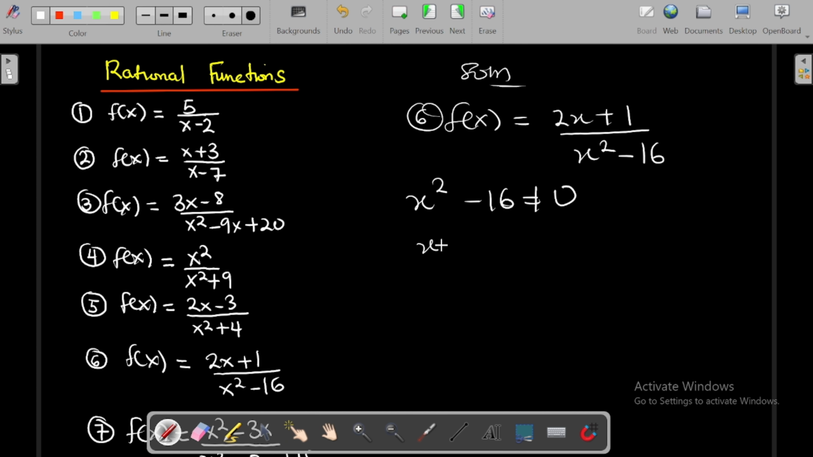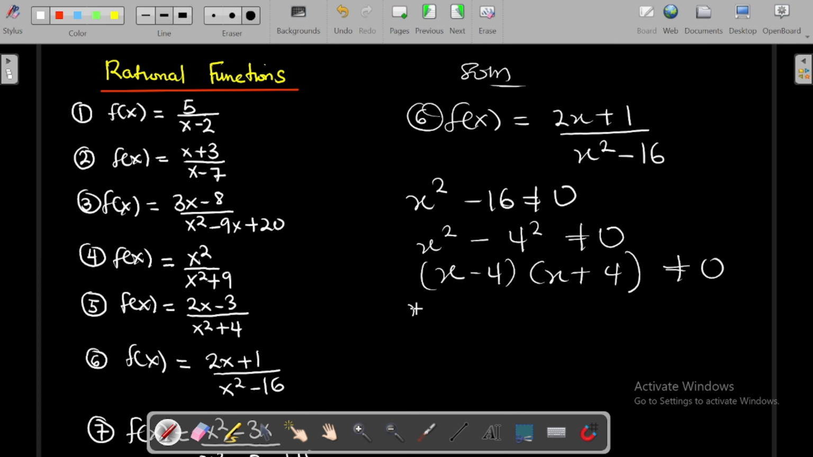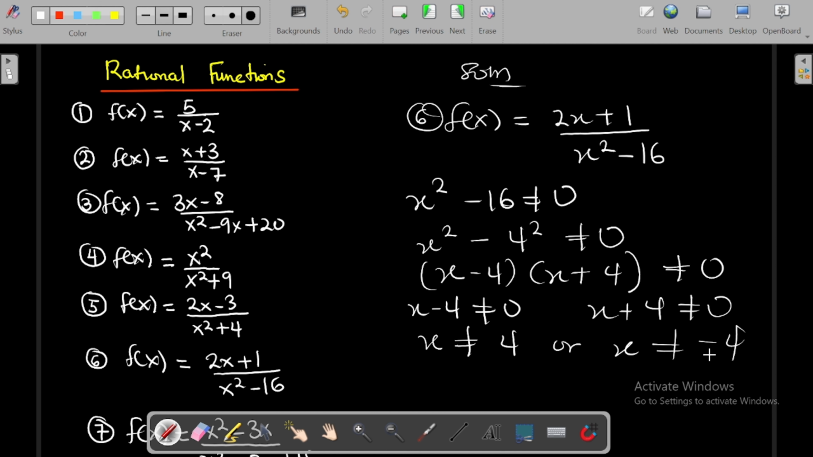So you can see that here is x squared minus 4 squared not equal to 0. So from here you can have x minus 4, x plus 4 not equal to 0. You can equate each expression to not equal 0, and then you find the value. So from here you can see that x is not equal to 4, or x is not equal to negative 4.